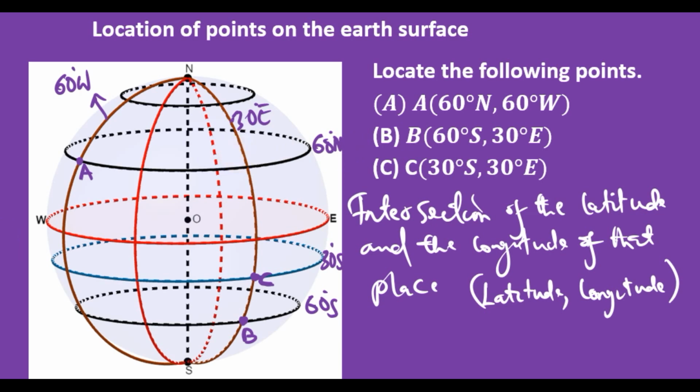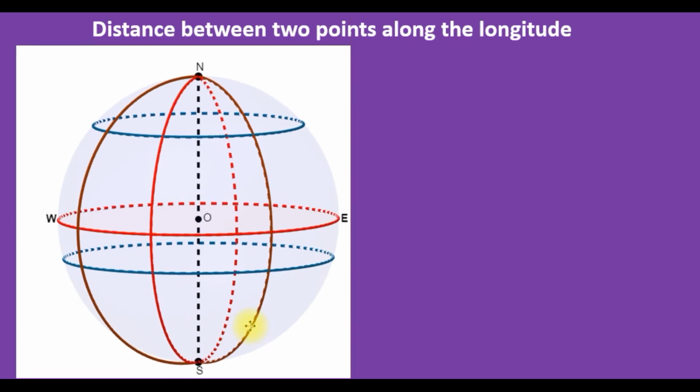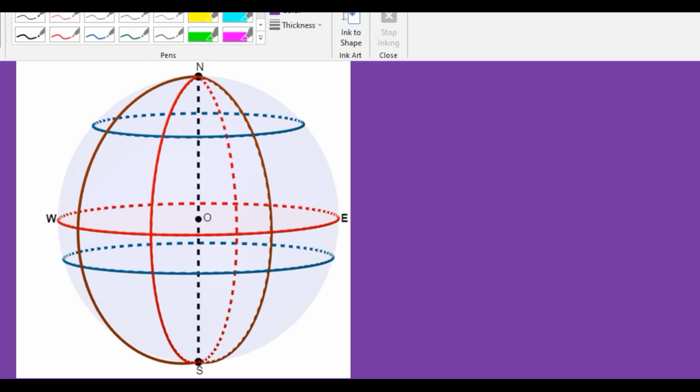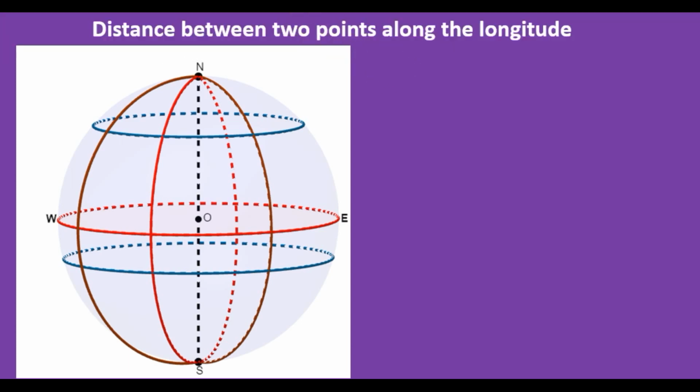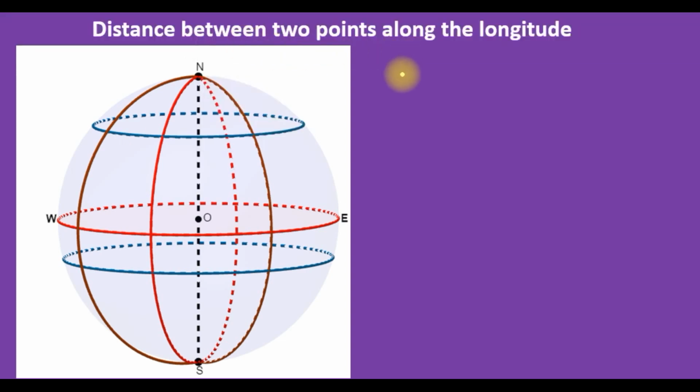So let's now move to calculating distance between 2 points along the longitude. So this is very, very important. For us to calculate the distance between 2 points, we need to know this, that the 2 points must have a common latitude or a common longitude.